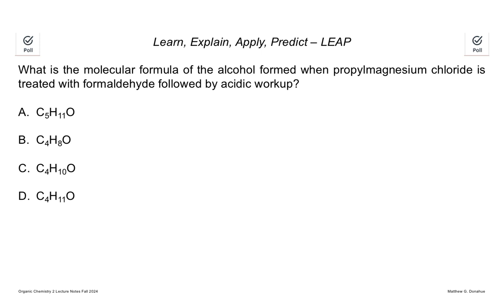So as a question here, what is the molecular formula of the product when propyl magnesium chloride, so we want 3 carbons, is treated with formaldehyde, followed by acidic workup.